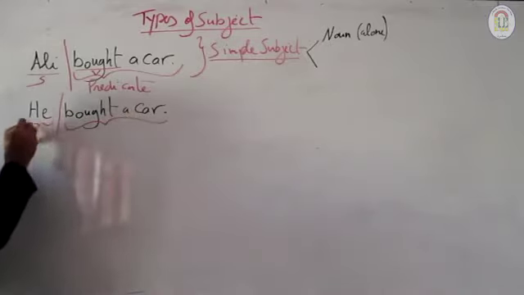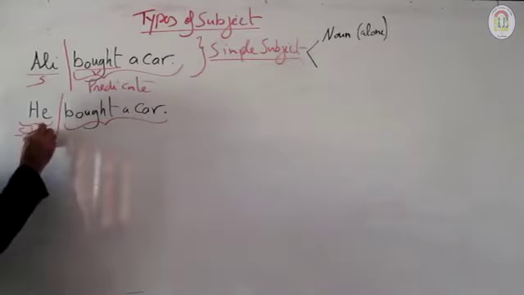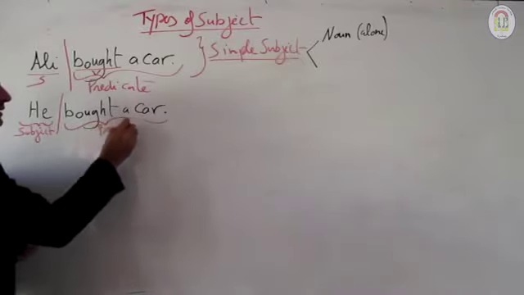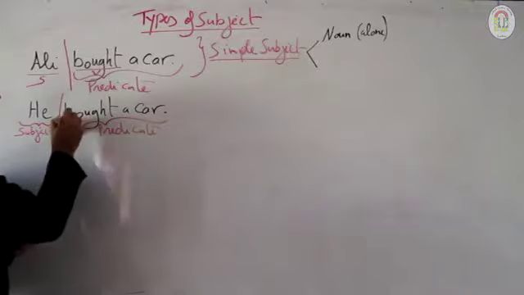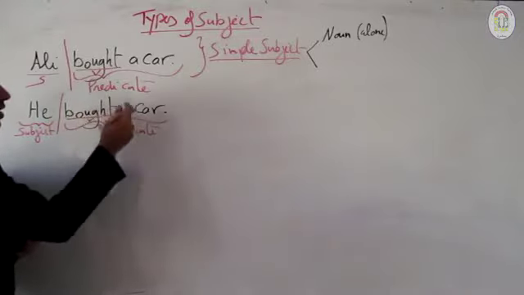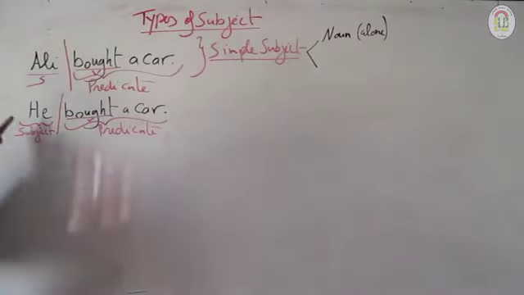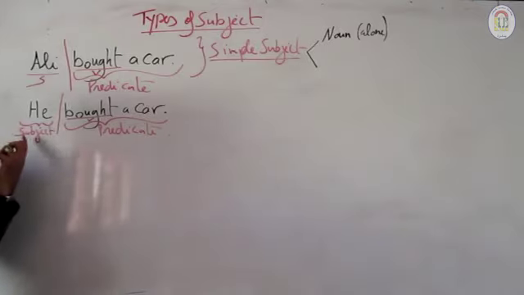Here is my subject, and here is my predicate. Predicate, which usually starts from the verb to the end of the sentence. Good. Now here also, in this example, I have only a single pronoun. Clear? A pronoun alone.